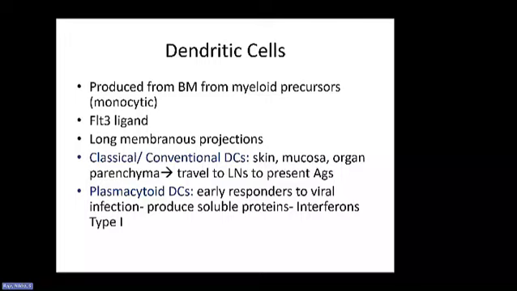There is also another type of dendritic cells. Important to remember these, important to remember their function. They are called plasmacytoid dendritic cells. They are early responders to viral infection, and they produce type 1 interferons. They are almost factories of interferons, so that's all they do. They produce a lot of type 1 interferons that help in responding to viral infections.